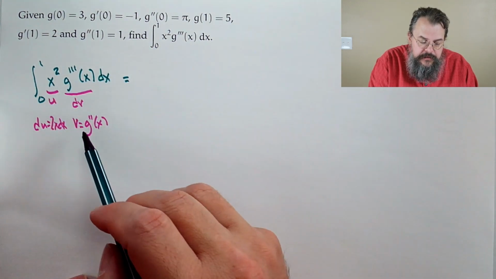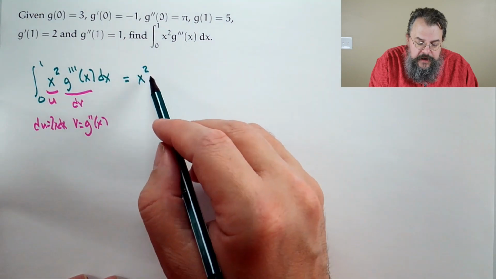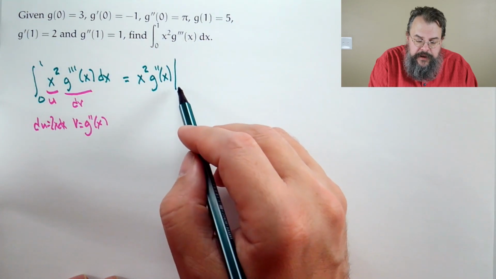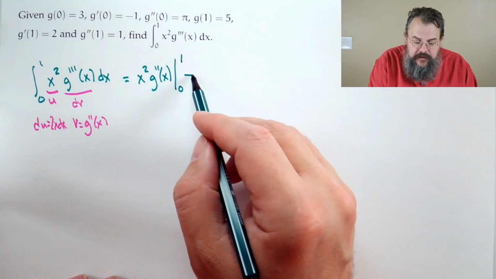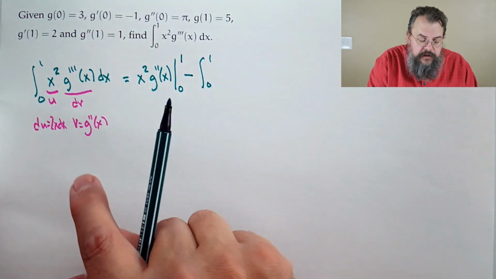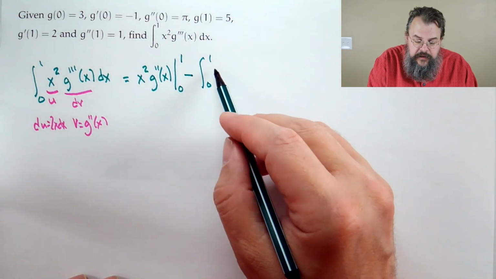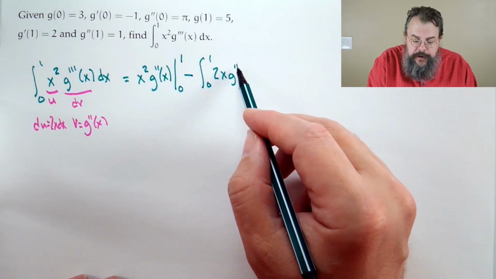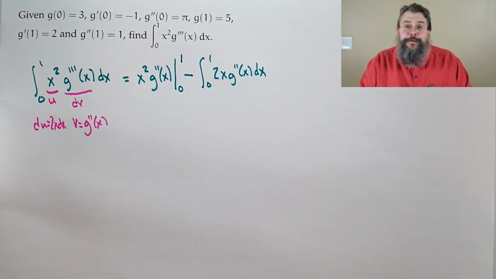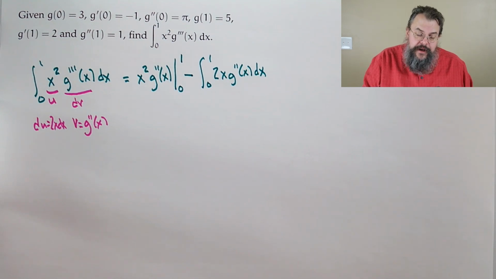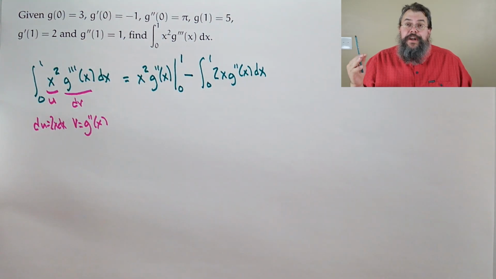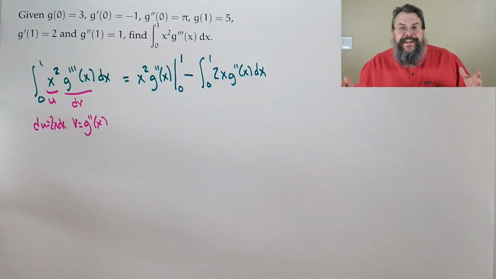Okay, so what do we have? We're going to look at u, v, so that's x squared, g double prime of x. And because it's a definite integral, we have to evaluate that from 0 to 1 minus the integral from 0 to 1 of v du. So I'll write that as 2x g double prime of x dx. Okay, good. Well, we've made some progress. Lower exponent, lower derivative. Win-win.